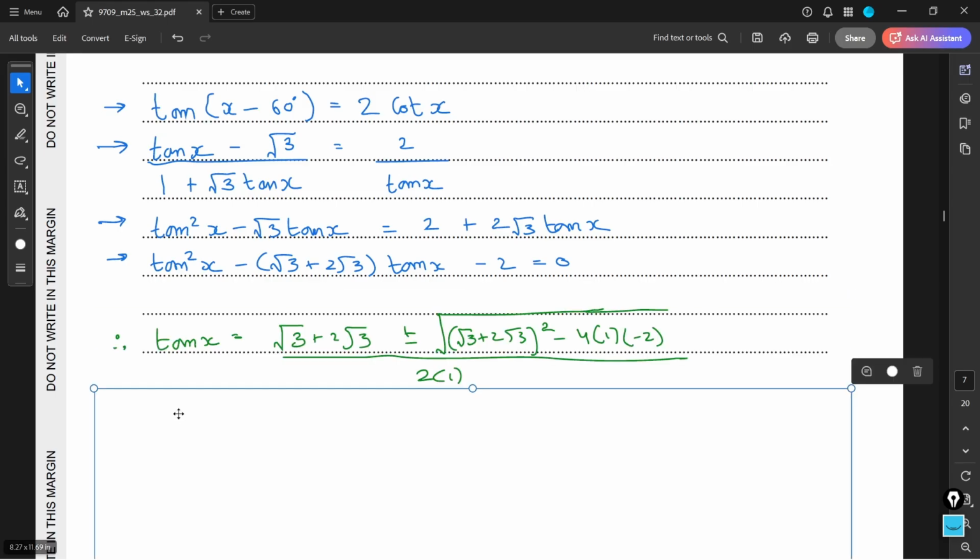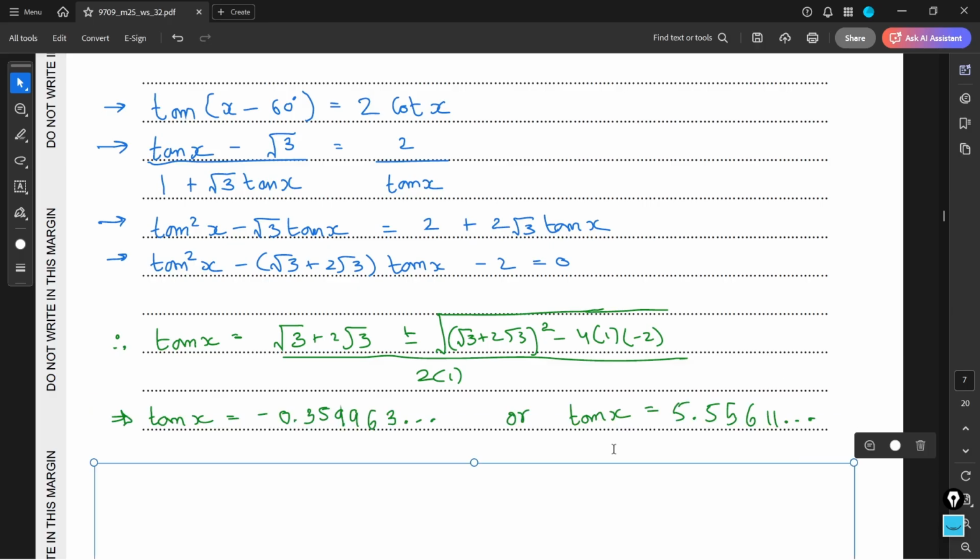If you can see, I'm implementing minus b plus minus square root of b squared minus 4ac divided by 2a. And then I'm just going to plug in these values in the calculator. Or the easier way is to use the quadratic solver in your calculator if it's possible, and pass the value of a as 1, b as minus root 3 plus 2 root 3, and then c as minus 2. And directly you can copy paste the answer from your calculator and write it here. That is exactly what I've done.